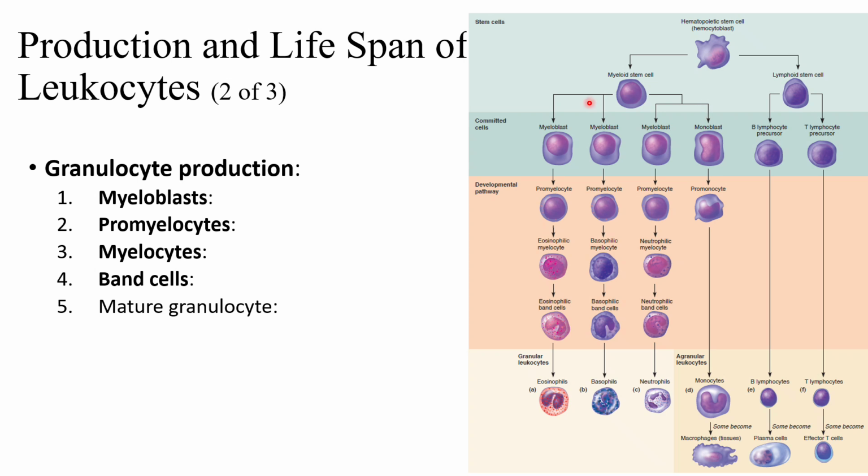Monocyte is also coming from the myeloid stem cell. There's only one type of white blood cell, the lymphocyte, that does not come from the myeloid stem cell, which comes from the lymphoid stem cells. And these are your lymphocytes, the B cell and the T cell, but they all come from the hemocytoblast.